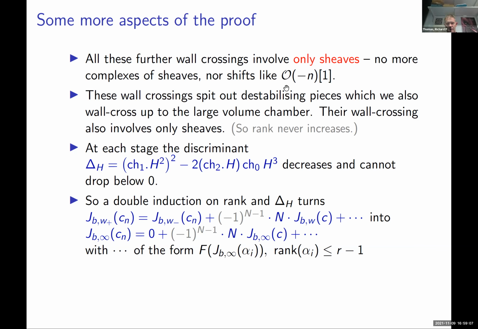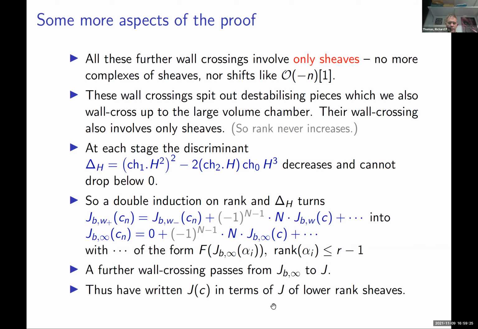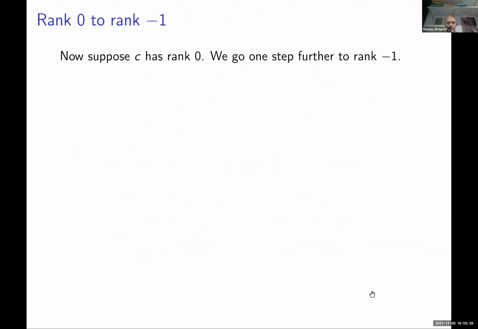Same with this one, I've taken it up to the large volume limit, and then I've got corrections, and I've got corrections to my corrections, but we have control on all of those. They either have lower rank or lower discriminant, so by an induction, we've already dealt with those. Those can already be expressed in terms of DT invariants of lower rank. And then we do this final wall crossing from tilt stability to Gieseker stability. And so what we end up proving is that DT invariants in rank R are written in terms of DT invariants of lower rank.